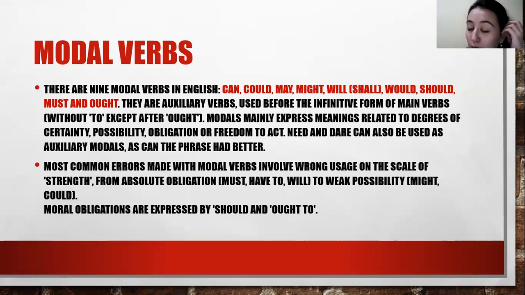So for example, must is the strongest one among modal verbs. This is if we are talking about obligation, yes? So must is the strongest one, have to is weaker, and will is the weakest. So in this case, we have to use all modal verbs in their correct places, with their correct functions, yes? And weak possibility, this is might and could.